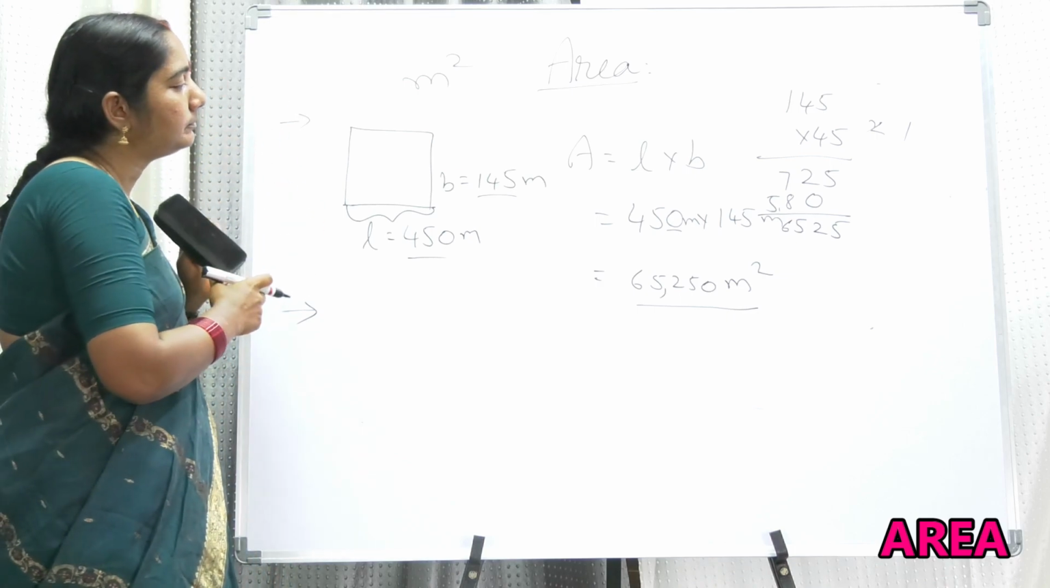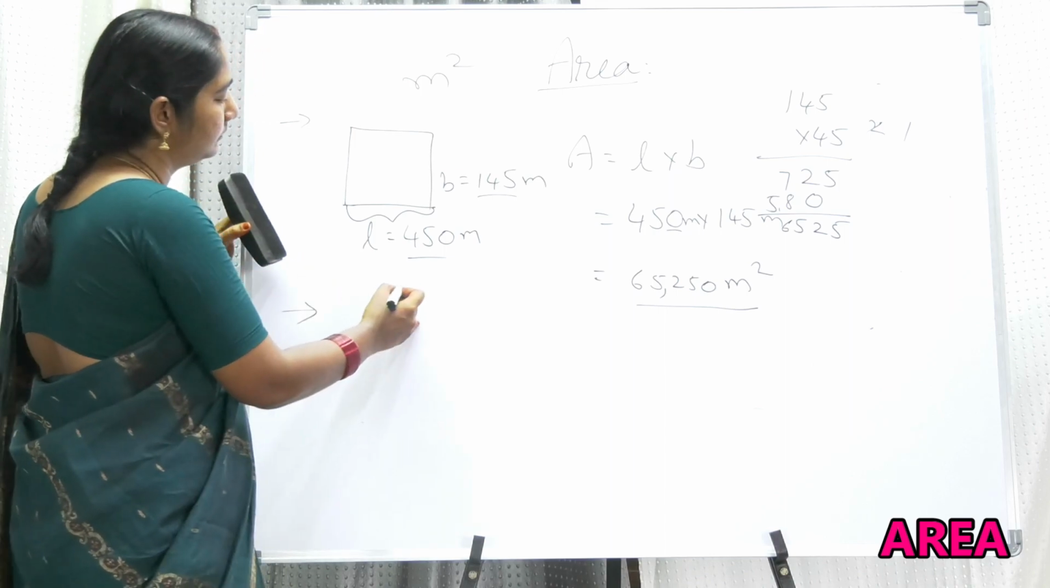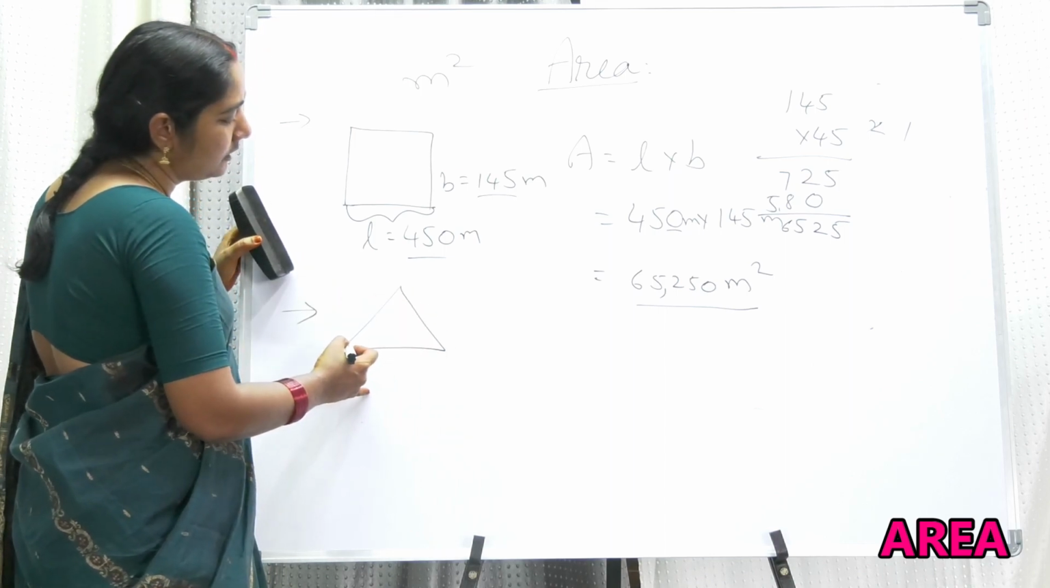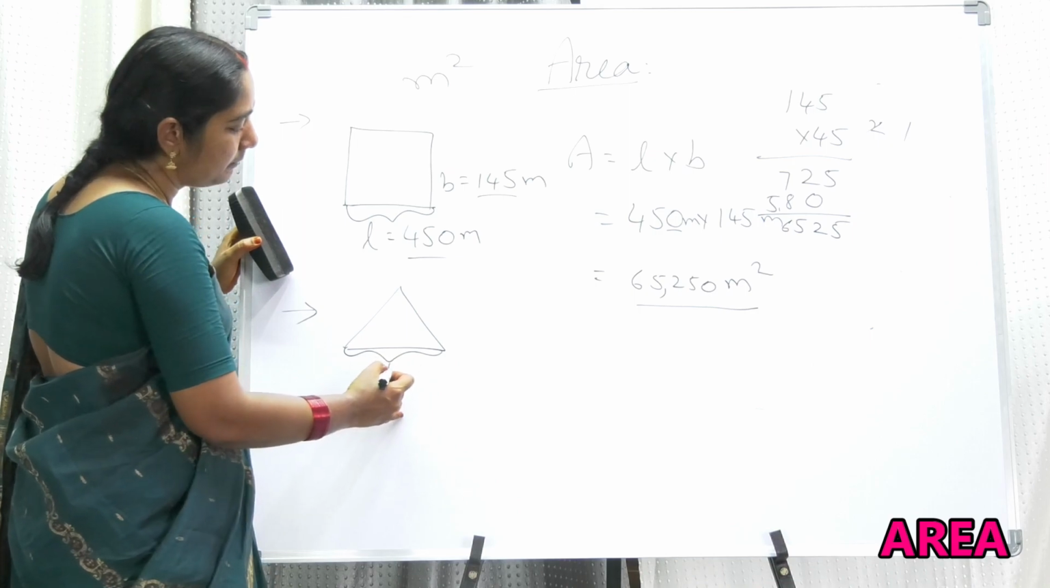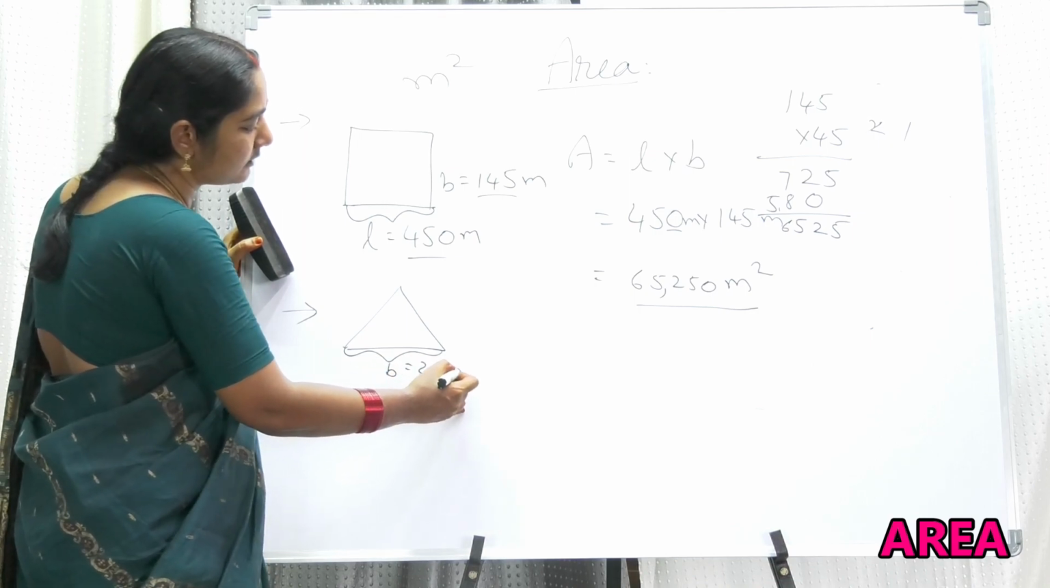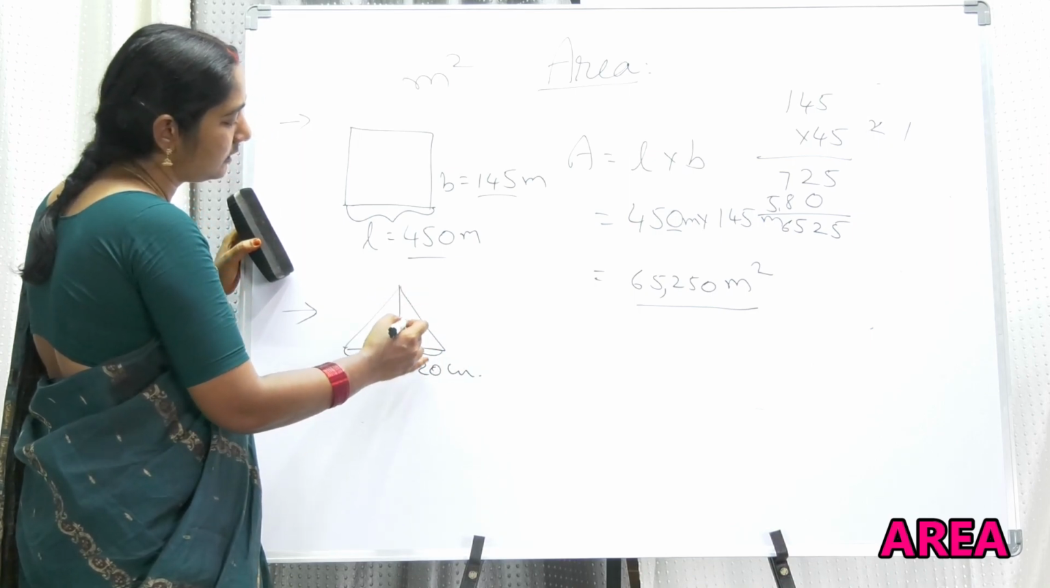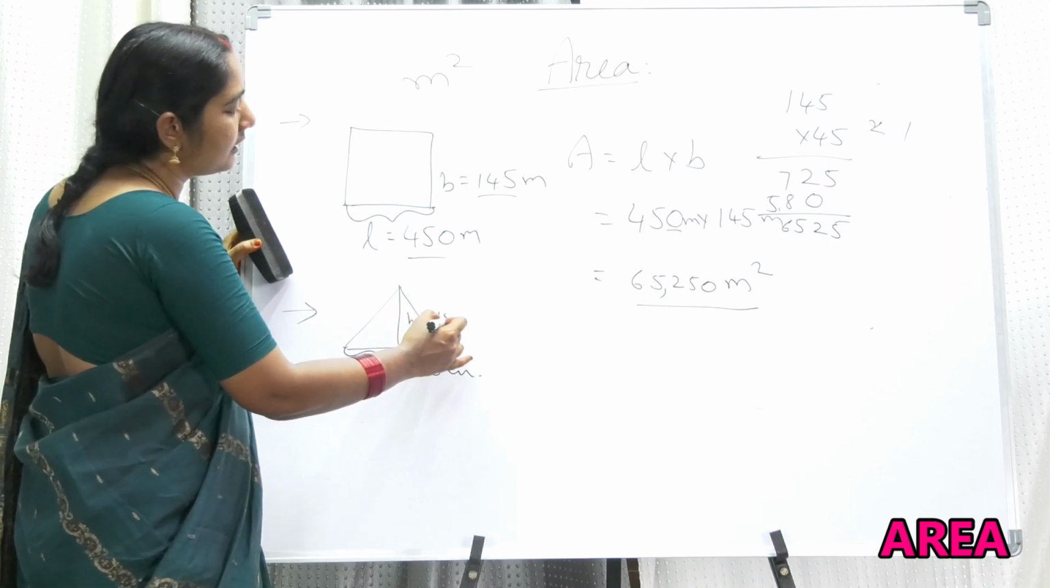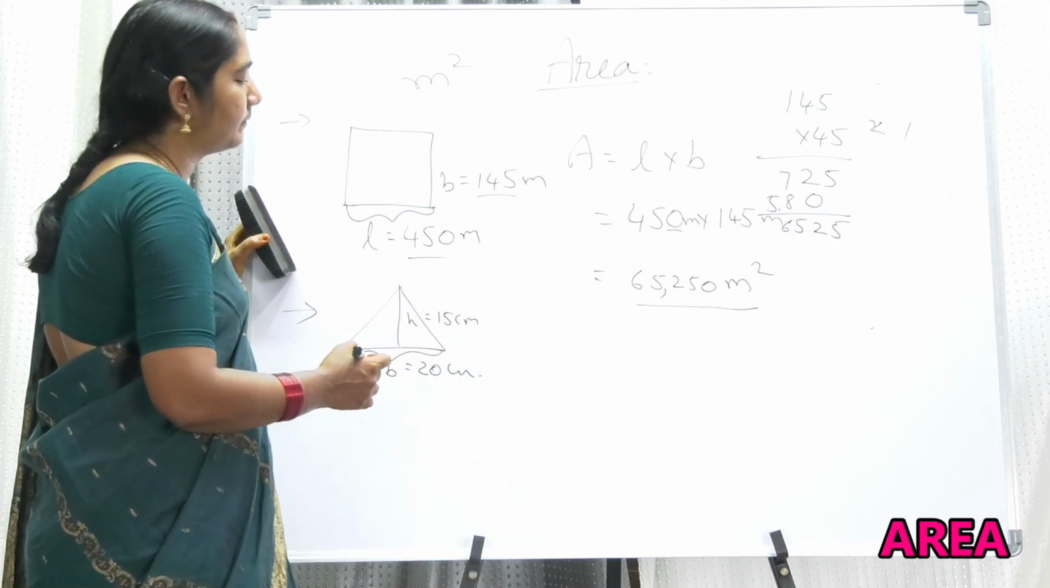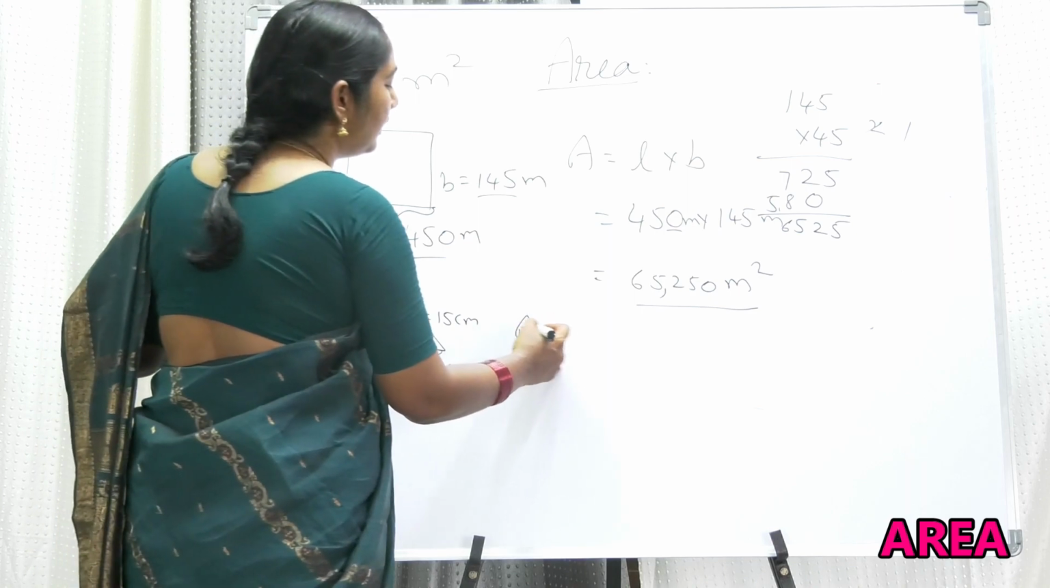Mathematics. Third question. A triangular cardboard is of base 20 centimeters, so in a triangle the base is 20 centimeters and the height from its base is 15 centimeters. What is the area of the cardboard?